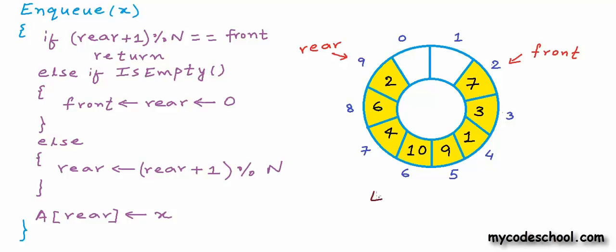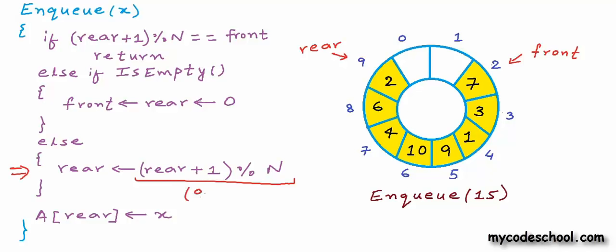Now let's make a call to enqueue and insert something in this array here. I want to insert the number 15. We will come to this last else condition. Rear right now is 9, so this expression will be (9 plus 1) modulo n. n is 10 here. The size of this array A is 10. This will evaluate to 0. Now my new rear is 0. I will write the number 15 here.